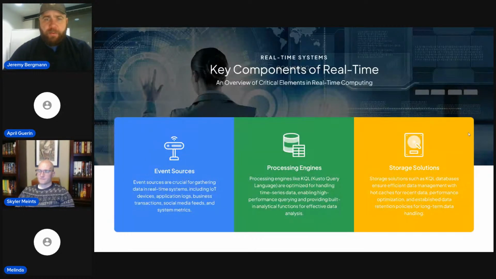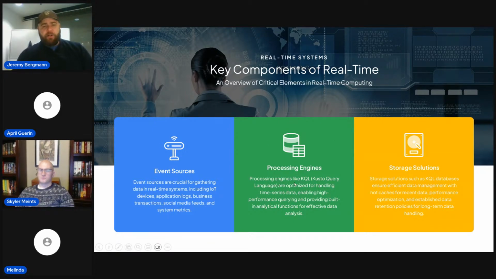So the key components of real time are event sources. These are the different sources where data is coming from, whether it's IoT devices, application logs, business transactions, maybe those are credit card transactions that you're detecting fraud with, social media feeds, and you can get information about systems. So the event sources are some type of source that's producing either real-time or near real-time data.